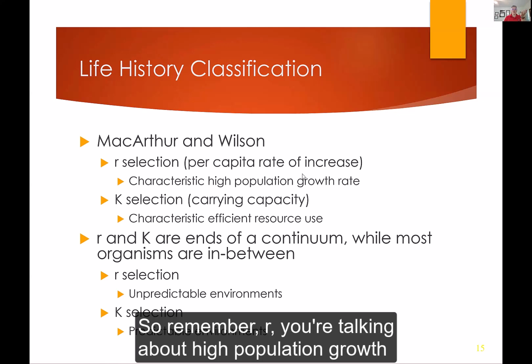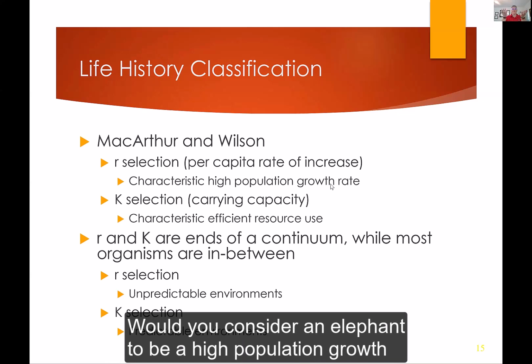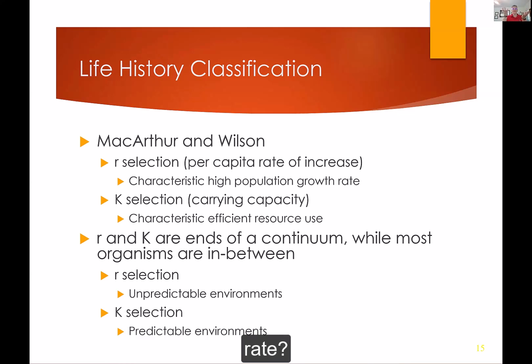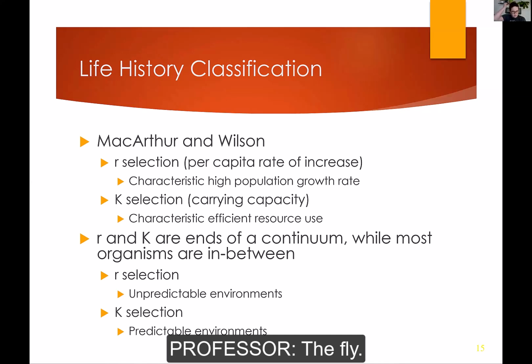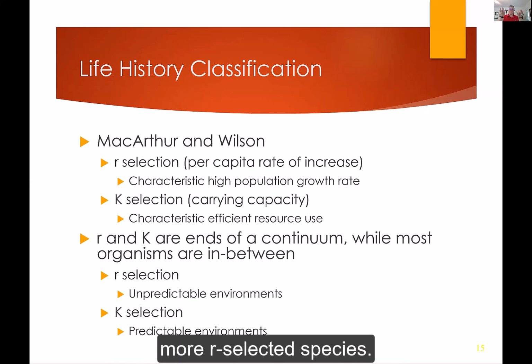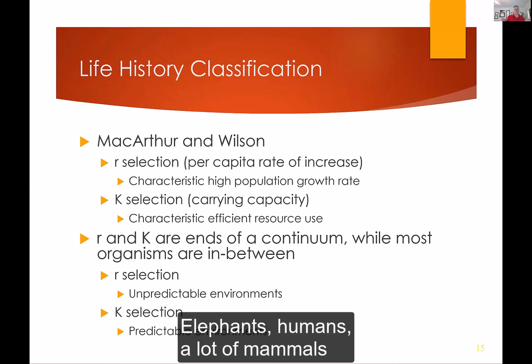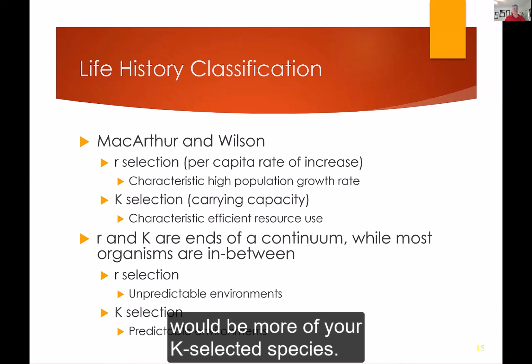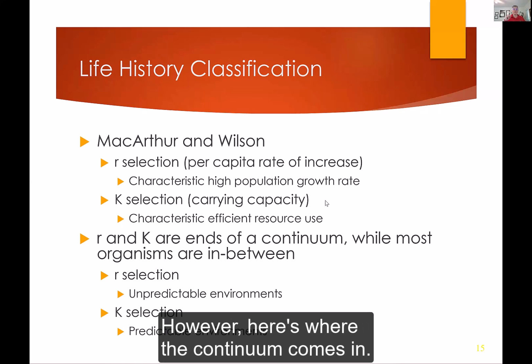So remember, R, you're talking about high population growth rate. Would you consider an elephant to be a high population growth rate? No, it'd be the fly, right? So flies, insects, those are generally more R selected species. Elephants, humans, a lot of mammals would be more of your K selected species. However, here's where the continuum comes in.